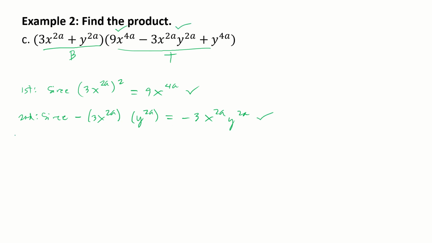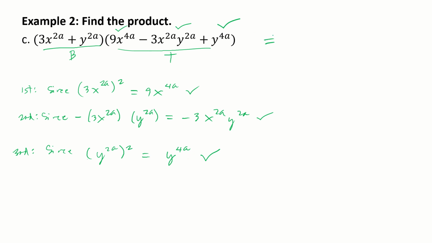So that's a yes. And finally, the third term of our trinomial must be the square of our second term in our binomial. Since y to the power of 2a raised to a power of 2 will result in y to the power of 4a, that's a yes because the third term in our trinomial is y to the power of 4a.